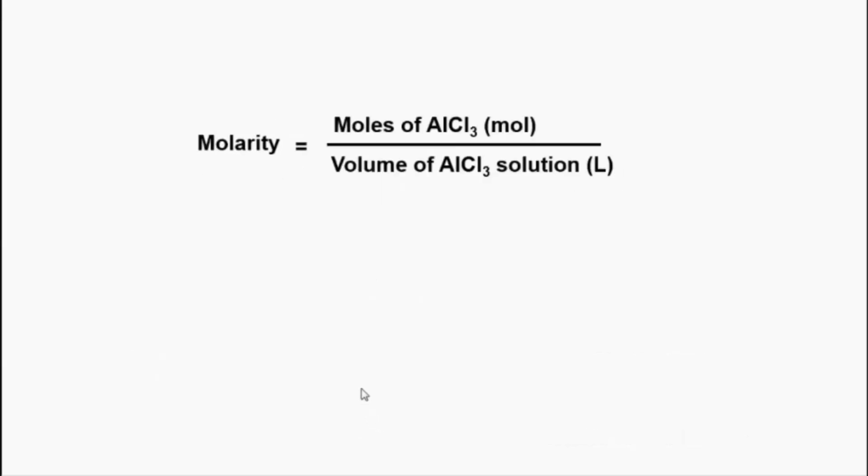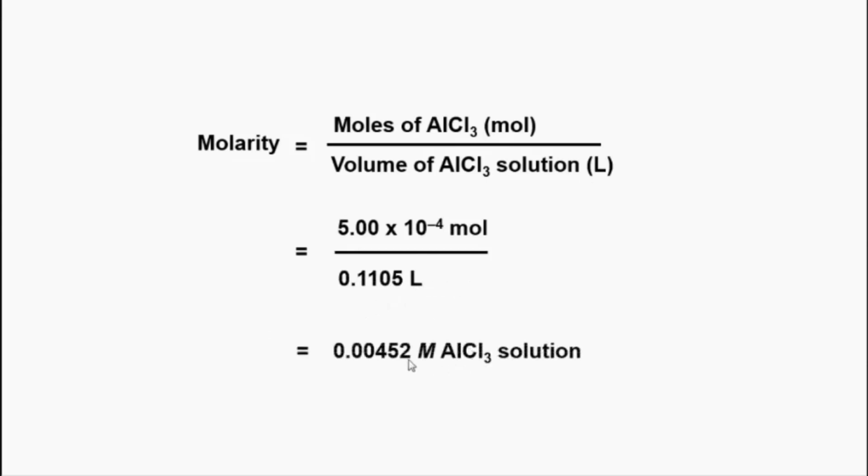Next we want to determine the molarity of the aluminum chloride. Molarity equals moles of aluminum chloride divided by volume of aluminum chloride solution in liters. So 5 times 10 to the power negative 4 mole divided by the volume, 0.1105 liters, and we are going to get the concentration of the aluminum chloride solution is 0.00452 mole per liter, or molar.